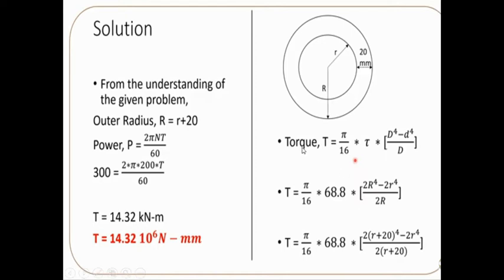So next we write the torque formula. You can see this diagram; that diagram is a hollow shaft. You can write the formula for a hollow circular shaft. So T is equal to pi by 16 into tau into capital D raised to 4 minus small d raised to 4, divided by capital D. That is the torque formula for a hollow circular shaft.